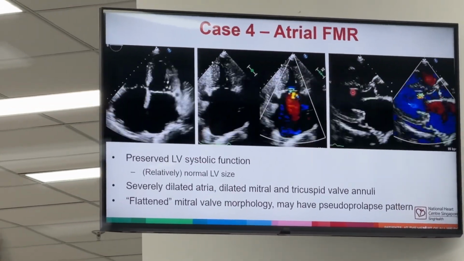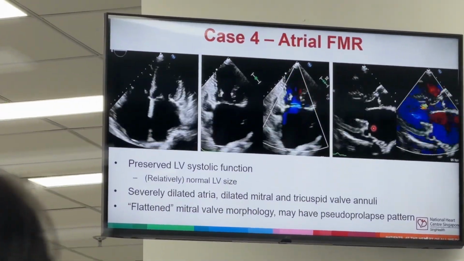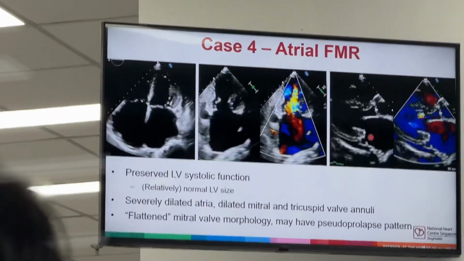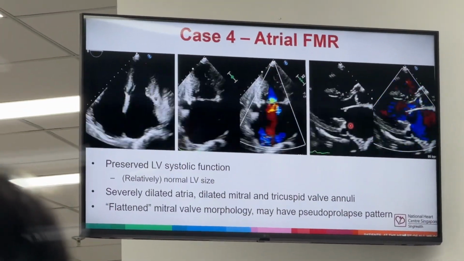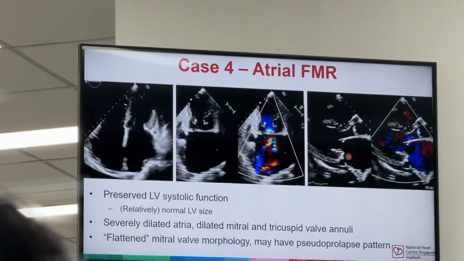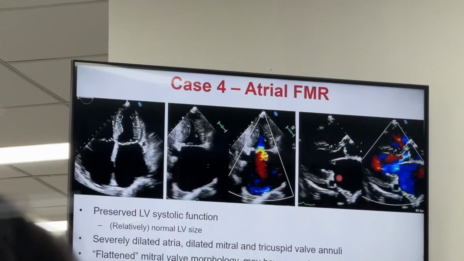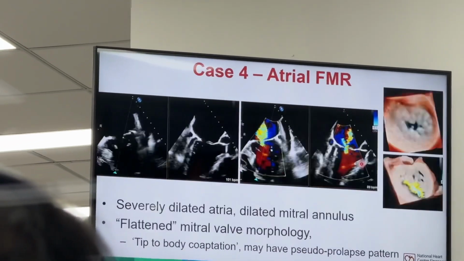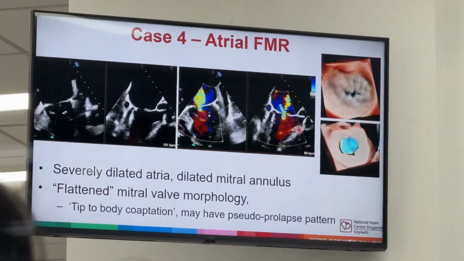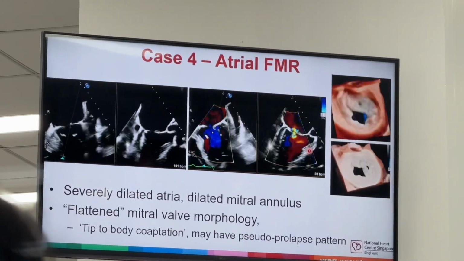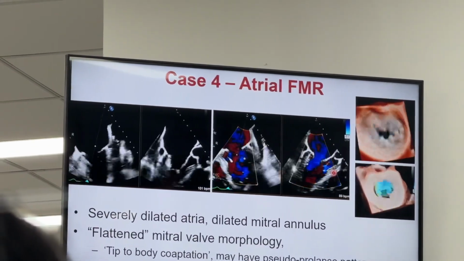So this is a long axis view. You can see the coaptation is almost like a tip to tip coaptation between the anterior and posterior leaflet. And this patient also has an anterior pseudoprolapse appearance, resulting in a posteriorly directed MR jet. This is the TEE image for the patient. Again, appreciate that it's a very flat coaptation line as compared to a normal patient.